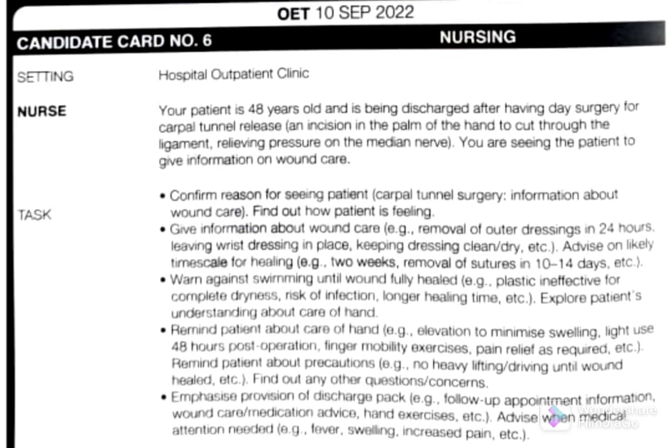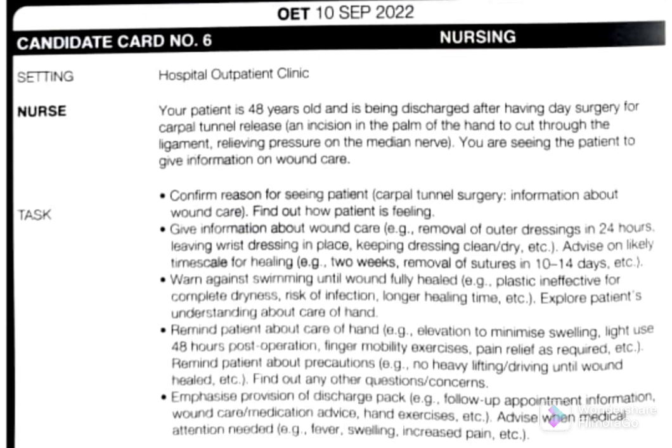Then the next one is warn against swimming until the wound is fully healed, that is plastic is ineffective for complete dryness, risk of infection, longer healing time, etc., and explore the patient's understanding about care of the hand. With the term warn, you should not use phrases like "you should not" and "don't"; we could not use them here.